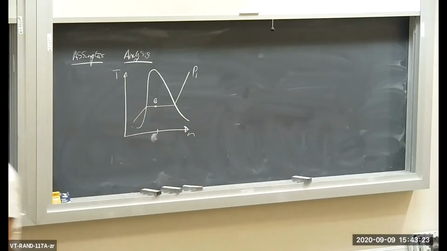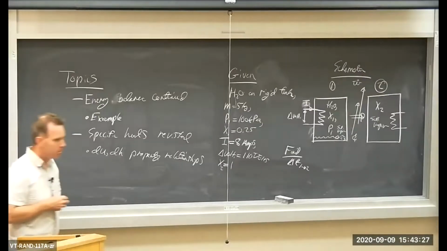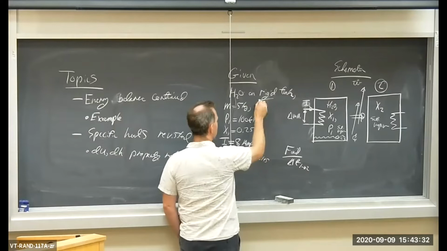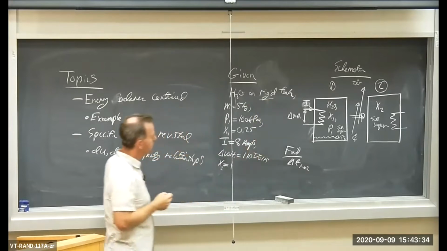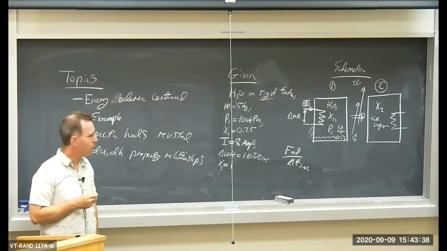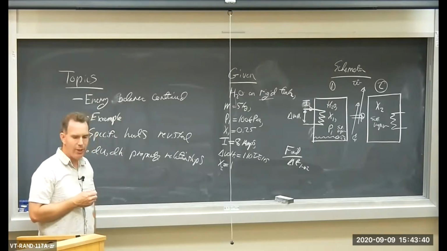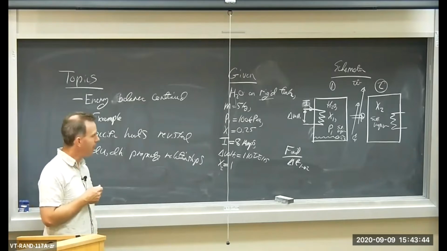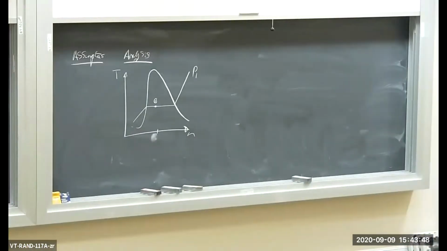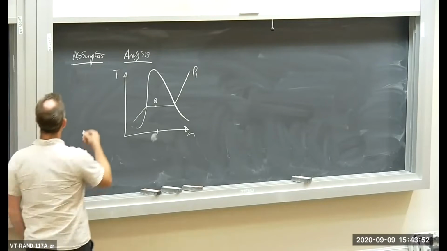Let's go back to the problem statement. We have a rigid tank undergoing some sort of isochoric process where we're boiling away the liquid H2O. If it's rigid, what kind of process is it? It's isochoric. Rigid tank means isochoric. So I'm going to put up here in the assumptions: isochoric process.